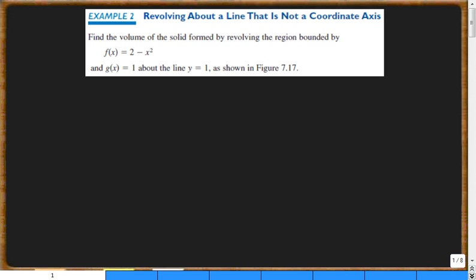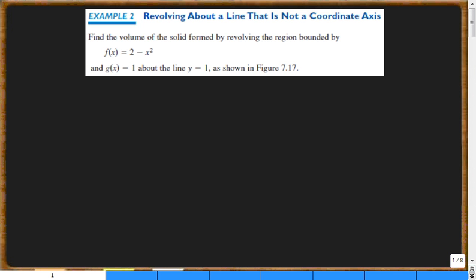Okay, now moving on to example 2, we're going to be talking about revolving a region about a line that is not a coordinate axis. So our question asks us to find the volume of the solid formed by revolving the region bounded by f of x equals 2 minus x squared and g of x equaling 1 about the line y equals 1.